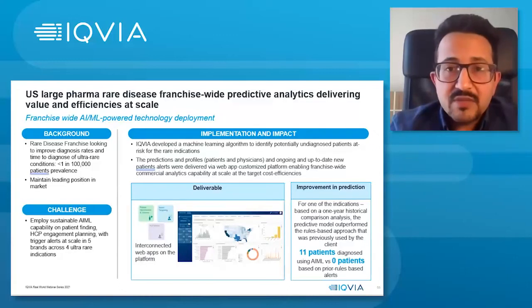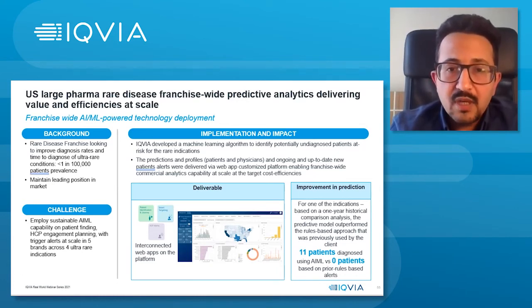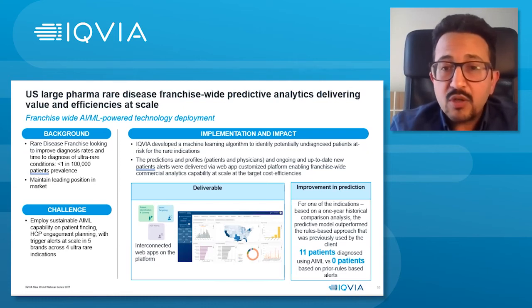Another example, and this time it's for a rare disease franchise in the US. Our client wanted to move away from business rules-based alerts to machine learning predicted alerts for 5 brands across 4 different rare indications. Using AI/ML-powered technology solution, we built alerts to identify patients likely to be diagnosed with the rare indications, and we enabled further insights for the client's teams through an interactive dynamic interface.